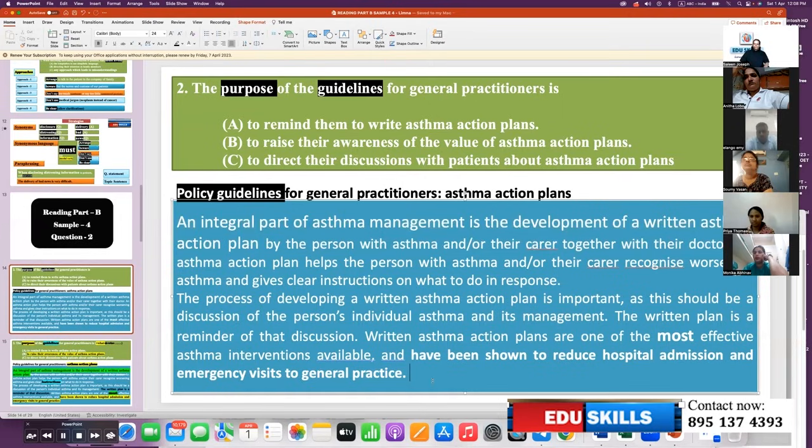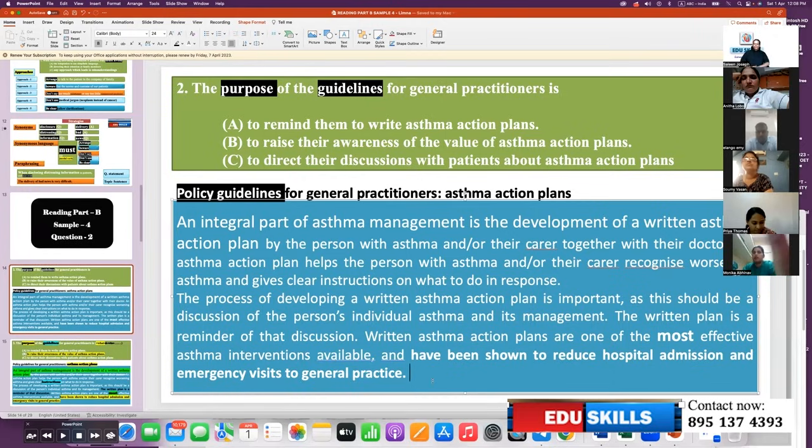An integral part of asthma management is the development of a written asthma action plan by the person with asthma and/or their carer together with their doctor. An asthma action plan helps the person with asthma and/or their carer recognize worsening asthma and gives clear instructions on what to do in response. The process of developing a written asthma action plan is important, as this should be a discussion of the person's individual asthma and its management. The written plan is a reminder of that discussion. Written asthma action plans are one of the most effective asthma interventions available, and have been shown to reduce hospital admission and emergency visits to general practice.